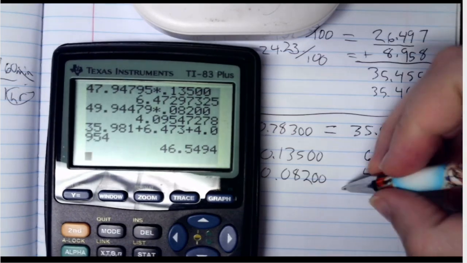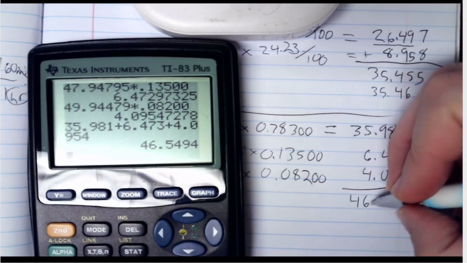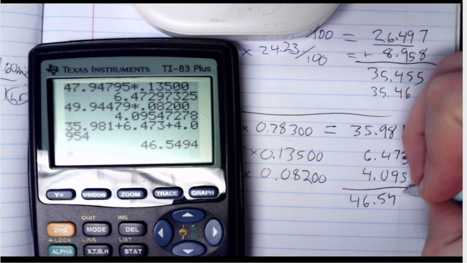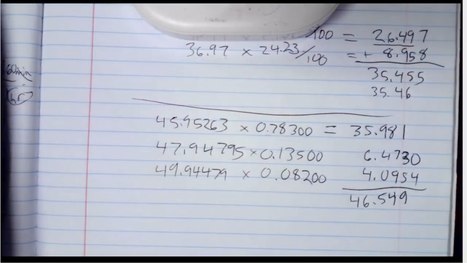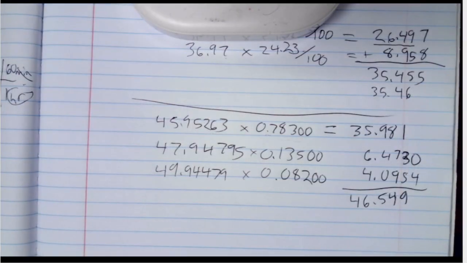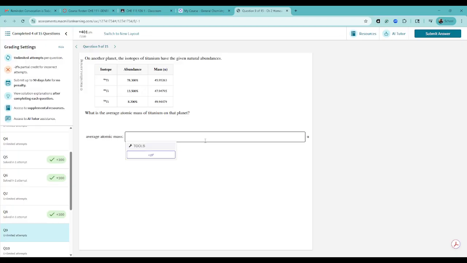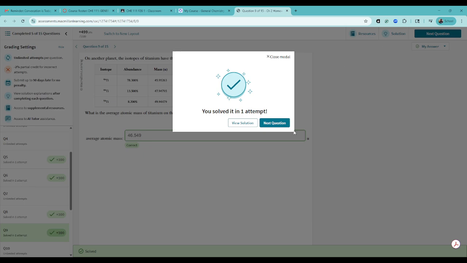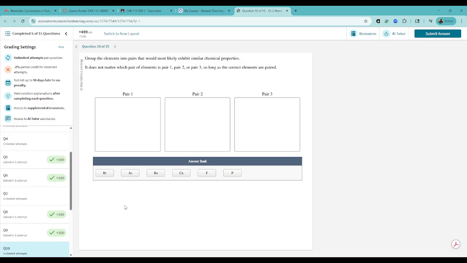Out of that, I get 46.549. It technically had a 4 after it, but I'm writing it to 5 places. It's pretty darn close to 46, between 46 and 47. It's only a little bit closer to 47 because we have 46, 48, and 50. So it's closer to 46 than it is to 50.